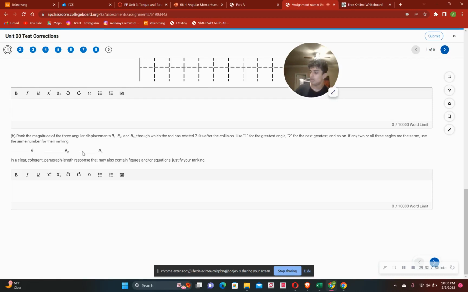Now part B basically asks for a rank. I'm lucky I didn't get this on the test because I don't understand this. I searched for the question to try to understand it, but I was pretty confused. The rank goes theta 1, theta 2, and theta 3. And that will conclude my test corrections. I did not do well.